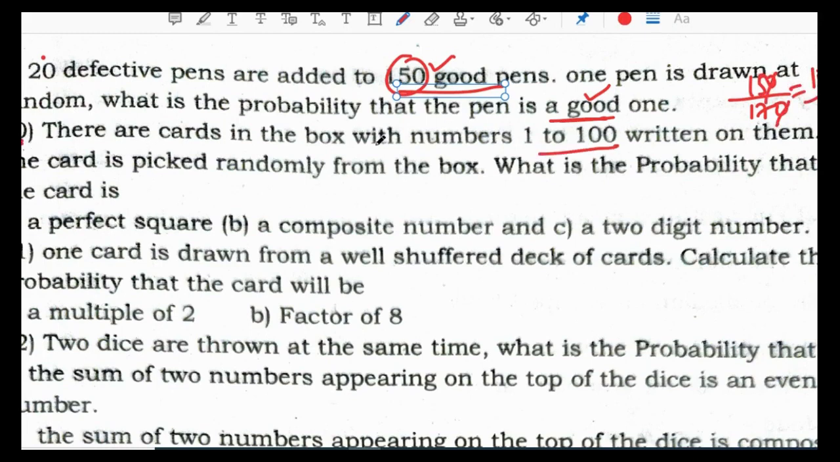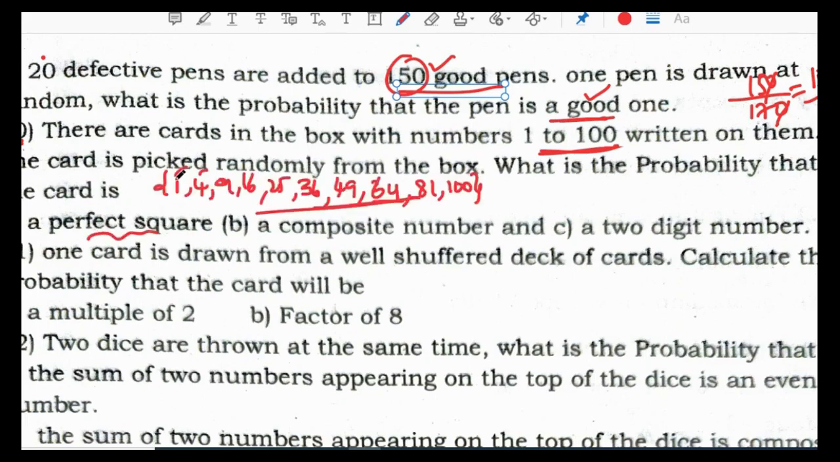10th question. There are cards in the box with numbers 1 to 100 written on them. If one card is picked randomly from the box, what is the probability that the card is a perfect square number? Total perfect square numbers are 1, 2, 3, 4, 5, 6, 7, 8, 9, 10. So 10 by 100, which is nothing but 1 by 10. So first answer is 1 by 10.